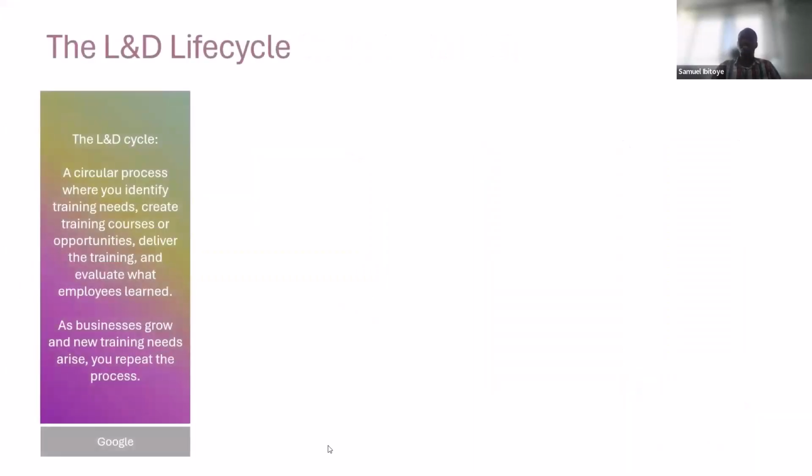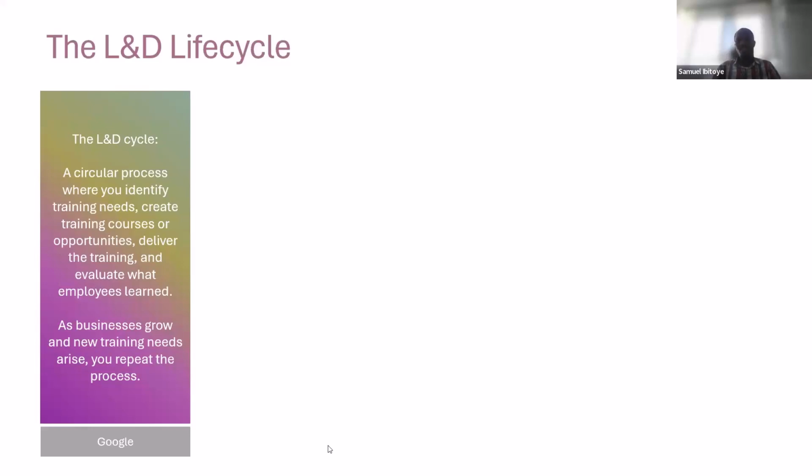Okay, moving on from this very quickly, let's consider what the L&D life cycle really does entail. The L&D cycle, according to Google, is a circular process where you identify training needs, and then you go on to create training courses or training interventions around those identified training needs. And then, of course, you do the actual delivery, that's the implementation of the training course that had been created, and finally you evaluate the learning that had occurred during the training intervention.